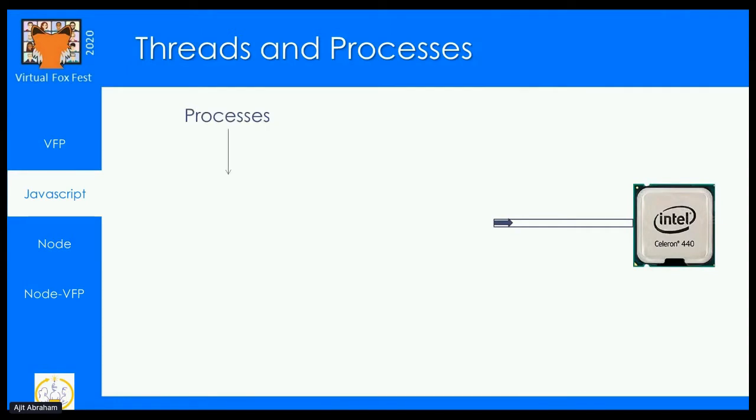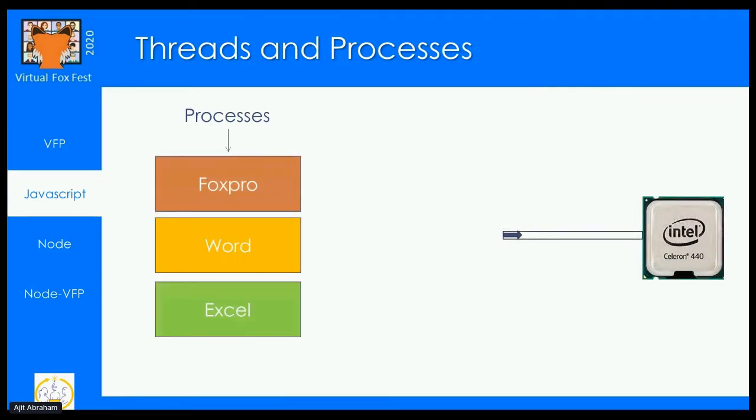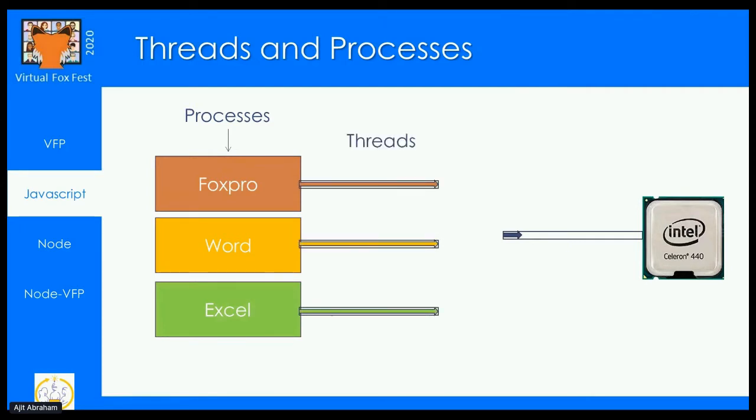So in our example, FoxPro has become a process and will open a pathway to communicate with the pathway of the processor. So now the processor can execute instructions coming from a FoxPro program. But FoxPro is not the only process. There are hundreds of processes running on a PC, and each process has a pathway to communicate with the processor's pathway. These pathways are actually threads, software threads and hardware threads.